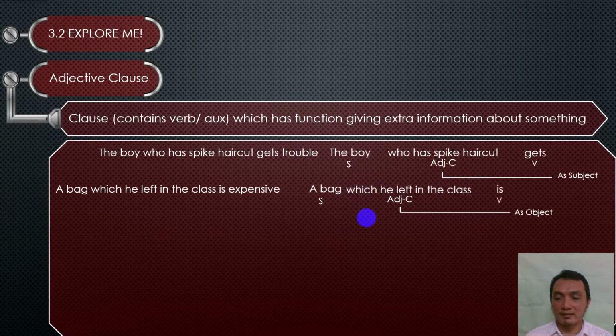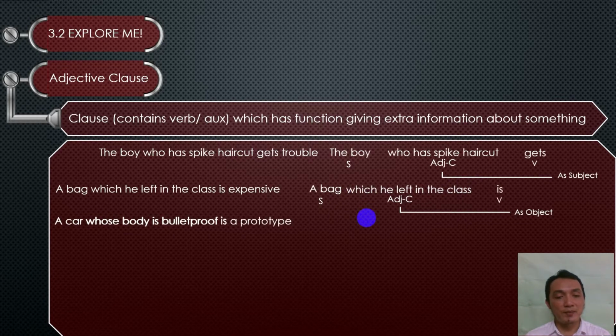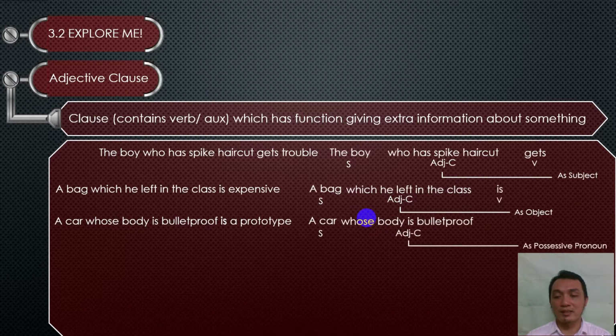And then "is" is a verb or auxiliary, and then "expensive" is the complement. The next is "a car whose body is bulletproof is a prototype." "A car" is the subject, "whose body is bulletproof" is an adjective clause as possessive pronoun. I will tell you later. "Is" is an auxiliary or verb, and then "a prototype" is a complement.